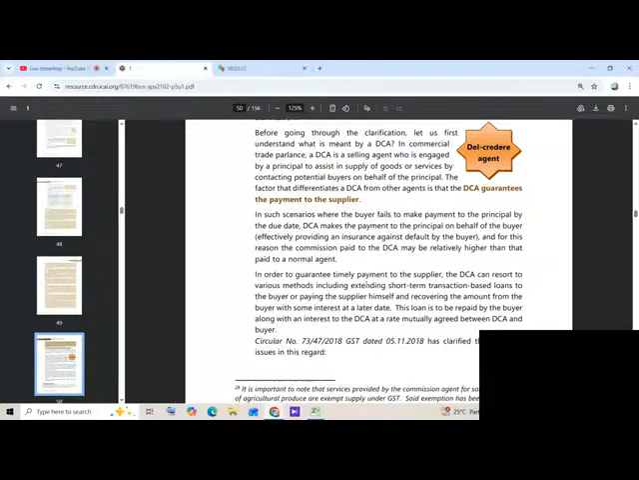In such scenarios where the buyer fails to make payment to the principal by the due date, DCA makes the payment to the principal on behalf of the buyer. And for this reason, the commission paid to DCA may be relatively higher than that paid to a normal agent.